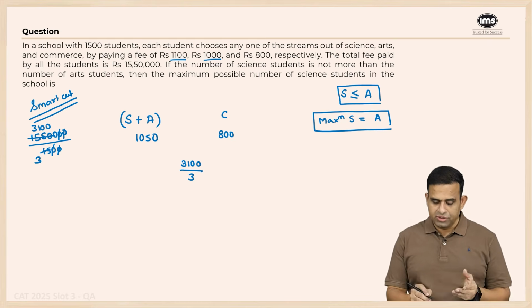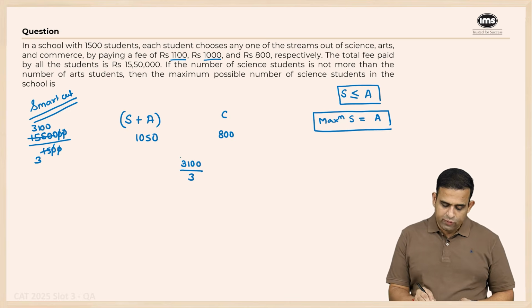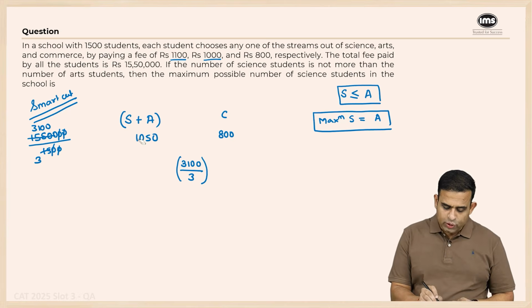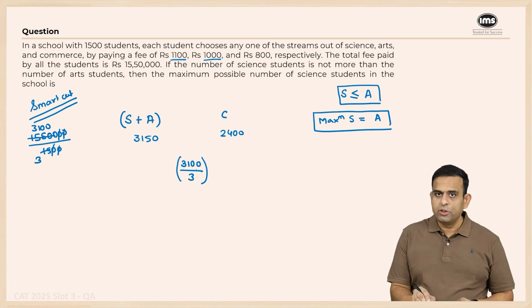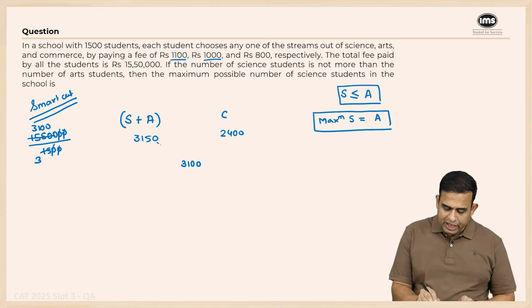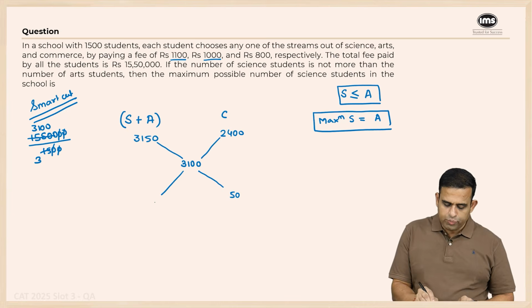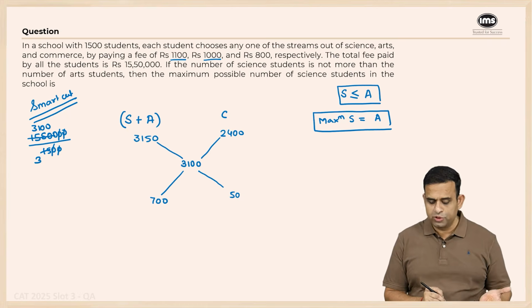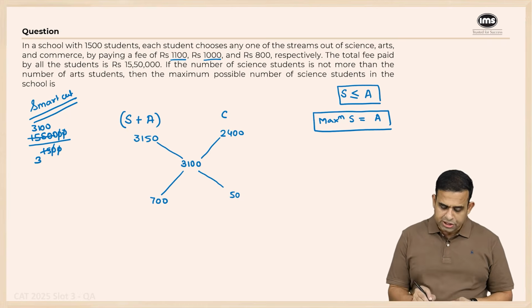pretty easily. Now, since this number is coming out to be in decimal, if I want to avoid that, let's multiply by 3 every number, so it becomes a nice calculation. So 1050 into 3 will be 3150. 800 times 3 will give you 2400. 3100 by 3 into 3 will give you nothing but 3100. And let's now try to apply simple allegation. This difference is coming out to be 50. This difference is coming out to be 700, because 3100 minus 2400 will give you 700. And if I look at the required ratio, this basically becomes nothing but 14:1.